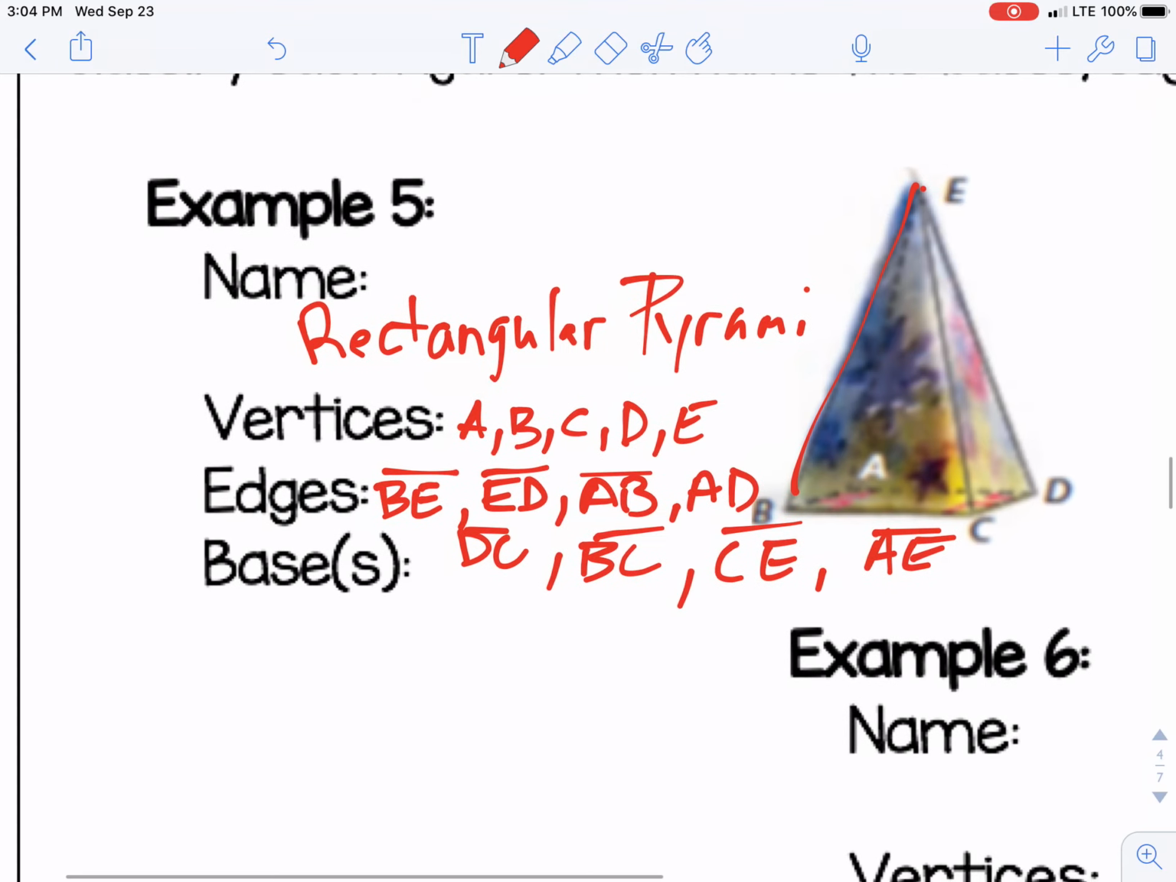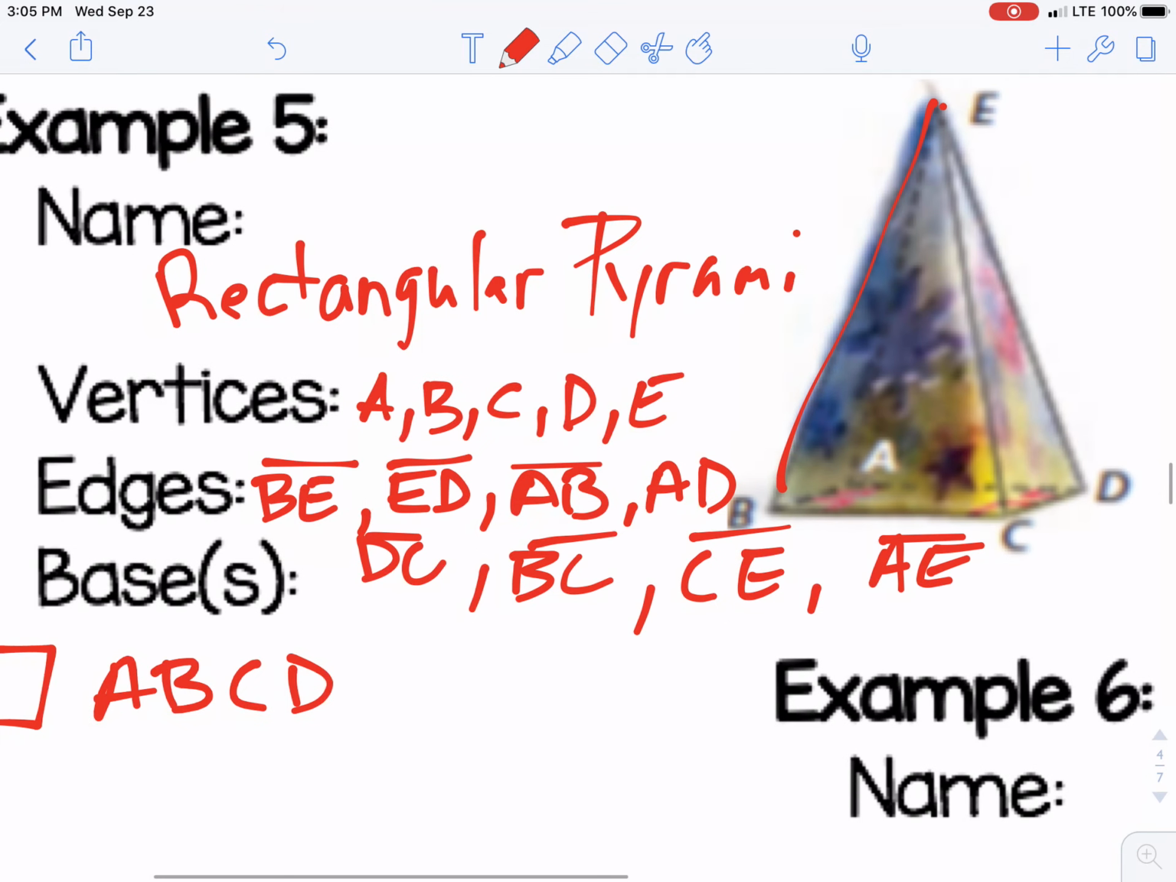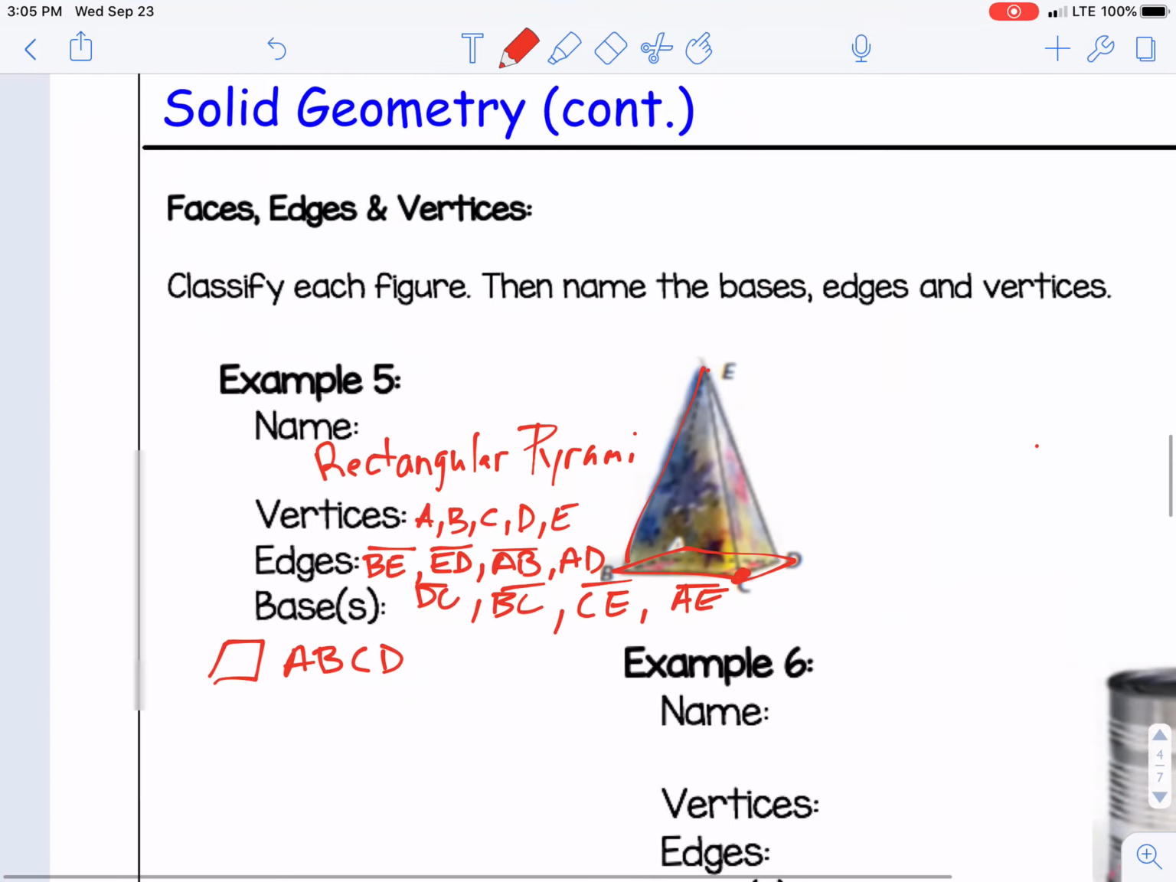And the base is a rectangle. You can call it parallelogram, draw a rectangle, and then it just has to go in order of the corners, so you could start at any of the corners or the vertices and then just put it in order. So C, B, A, D would be 1, A, B, C, D, whatever.